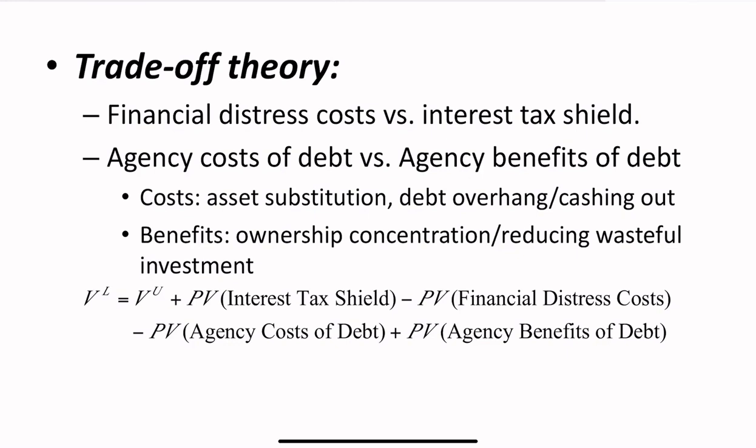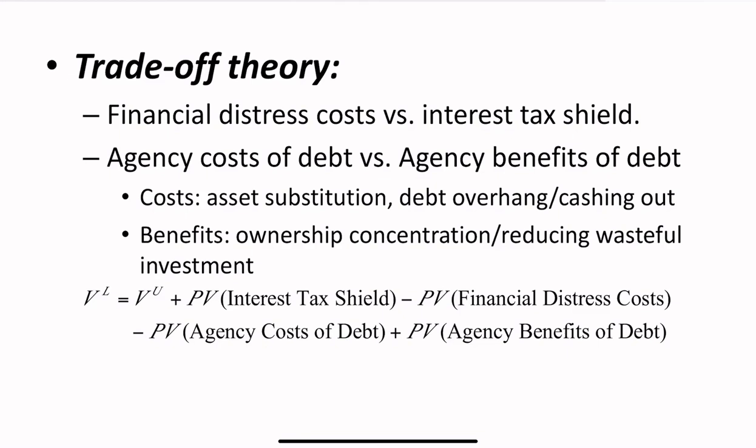And then the second benefit is about reducing wasteful investment. This one is based on the free cash flow hypothesis, right? It basically says if the firm has a lot of free cash flows, the managers will want to engage in wasteful investment. Why? Well, because these managers are overconfident, or they have this empire building preference. And if we can use debt, then this will be able to reduce the firm's free cash flow. So this will be able to reduce wasteful investment.